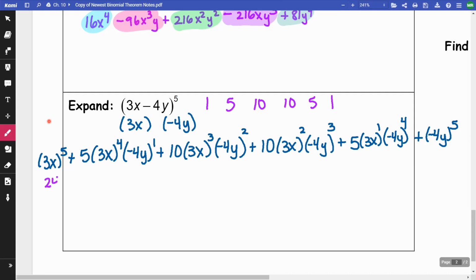Okay, so when I work this out, 3 to the fifth is going to give me 243. So it's going to be 243 x to the fifth. And I know it's going to be alternating signs. So this is going to be minus. And then let me just do the math. 5 times 3 to the fourth times -4. So that gave me -1620 x to the 4th y. Again, I'm taking 5, and then this 3 to the 4th is an 81, and then -4.